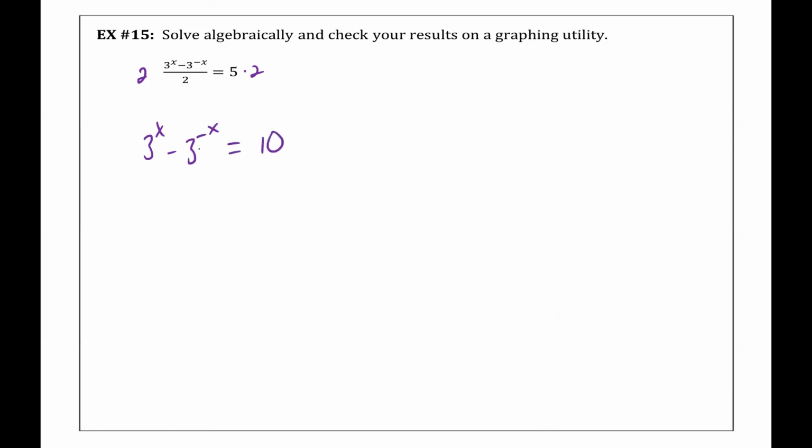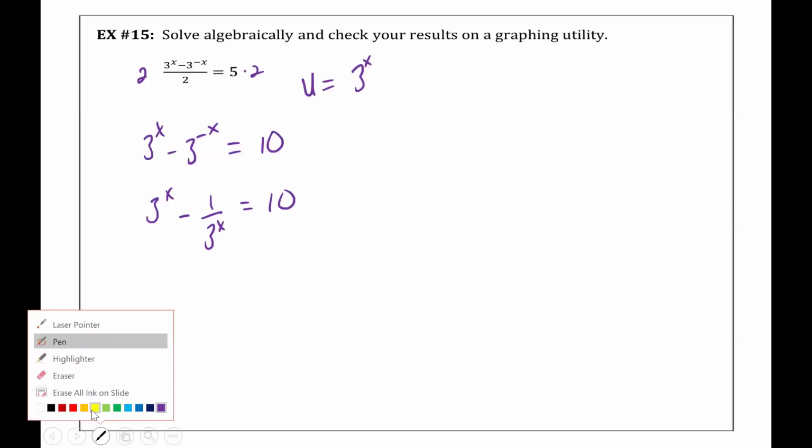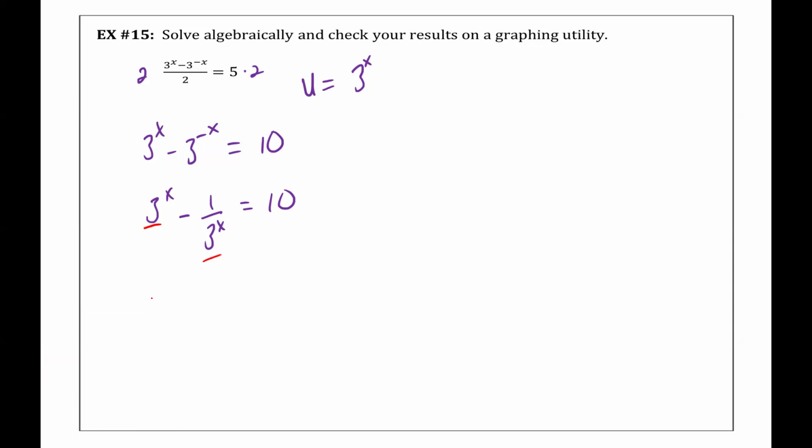Okay? So 3 to the negative x can be rewritten as 3^x minus 1 over 3^x equals 10. All right? This is where using u substitution comes in handy. So I can use u, so I'm working with just a single variable, not a variable and a power, and let that substitute in for 3^x. So everywhere there's a 3^x, I'm going to substitute in u. So we're going to have u minus 1 over u equals 10.